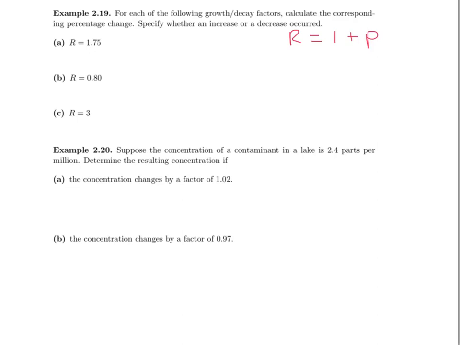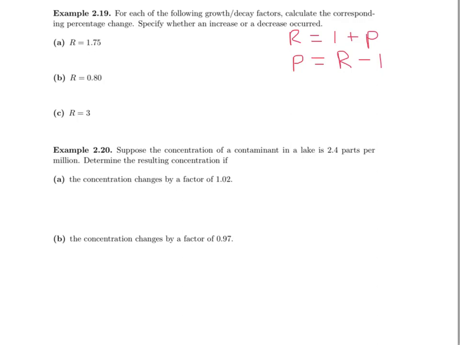We can do this by rewriting the equation. The equation currently says that R must equal 1 more than p. Well, if R is equal to 1 more than p, then I should be able to calculate p by taking R and subtracting 1. This is an equivalent equation. You can use this equation to determine the percentage change whenever you're given the value of the factor. Let's use this to complete the parts of this example.